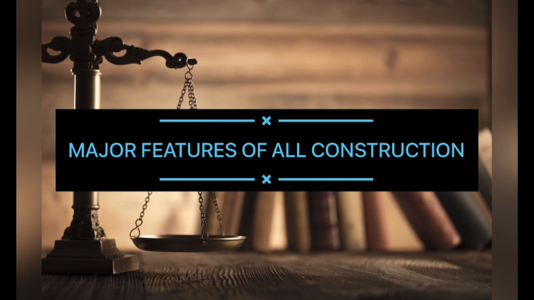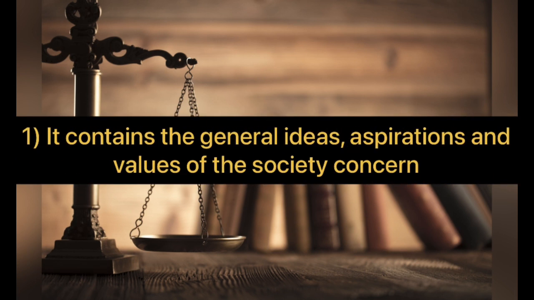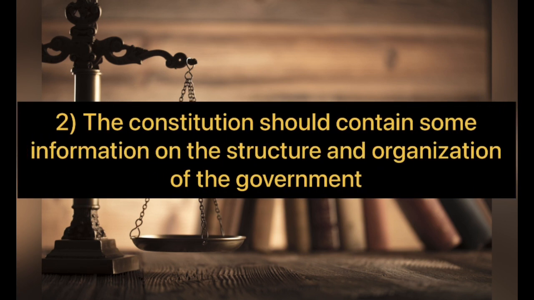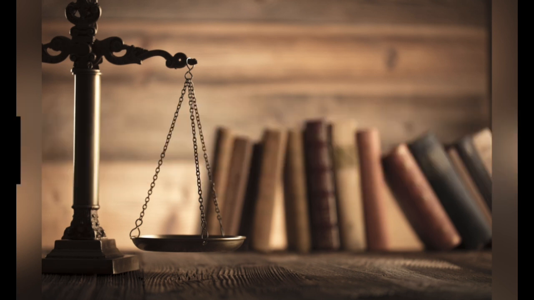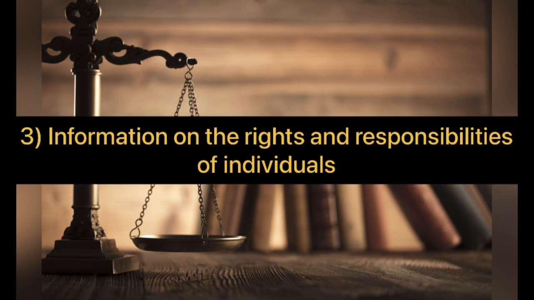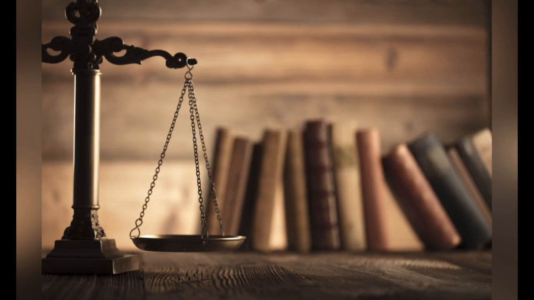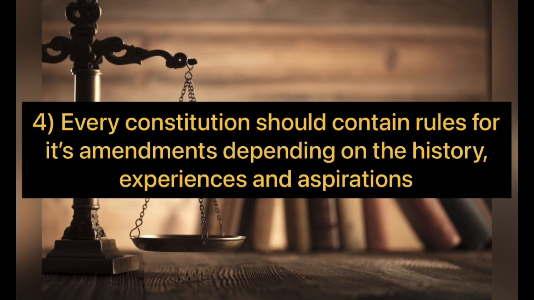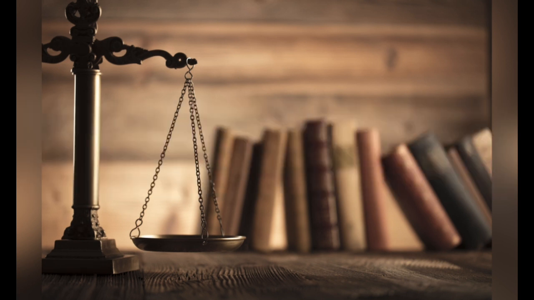Major features of all constitutions. 1. It contains the general ideas, aspirations, and values of the society concerned, Chapter 6 of the 1992 Constitution. 2. The Constitution should contain some information on the structure and organization of the government. 3. Information on the rights and responsibilities of individuals, Chapter 5 and Article 4 of the Constitution, including the entire Constitution. 4. Every constitution should contain rules for its amendment, depending on the history, experiences, and aspirations, Chapter 25 of the 1992 Constitution.